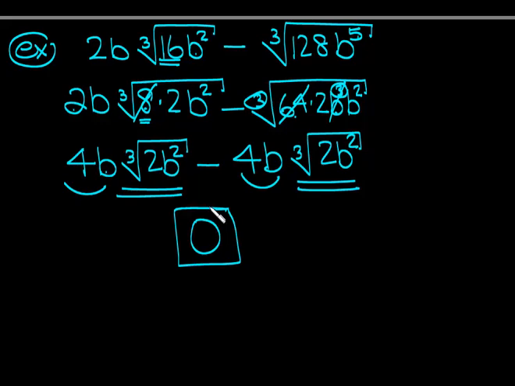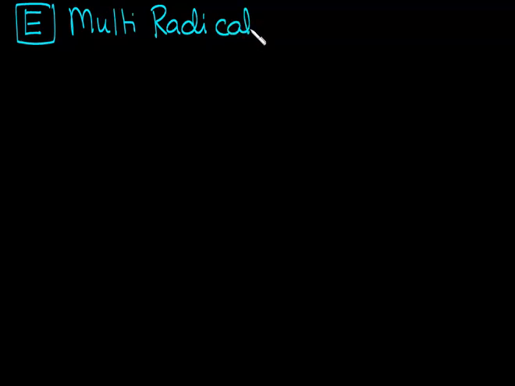So we started with something fairly complicated and we reduced it down to something fairly easy. Alright, so that's adding radicals. Let's take a look at the next topic, which is multiplying radicals. Let's take a look at just a couple examples really quick.